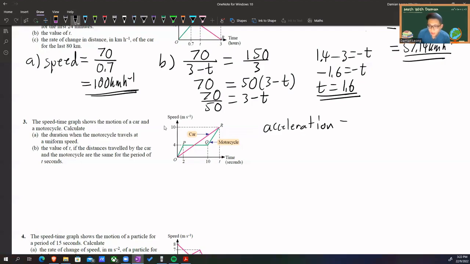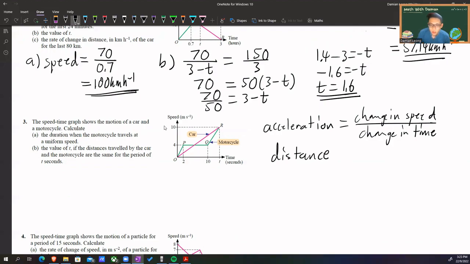Okay, because that is the change in speed over change in time. Yeah. Okay, change in speed over change in time. They also can ask for distance. Yeah. So we know speed is distance over time. I bring over the time, speed times time equals distance.